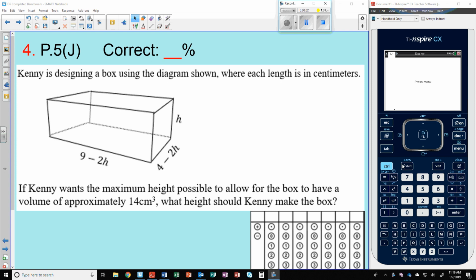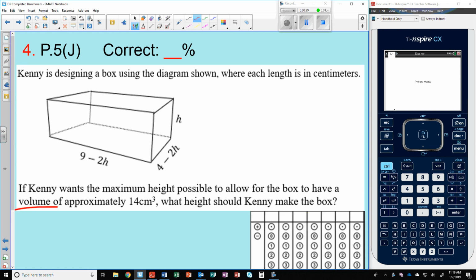Number 4, Kenny is designing a box using the diagram shown, where each length is in centimeters. If Kenny wants the maximum height possible to allow for the box to have a volume of approximately 14 centimeters cubed, what height should Kenny make the box? All right, so when we think about this, we want our volume to equal 14 centimeters cubed.